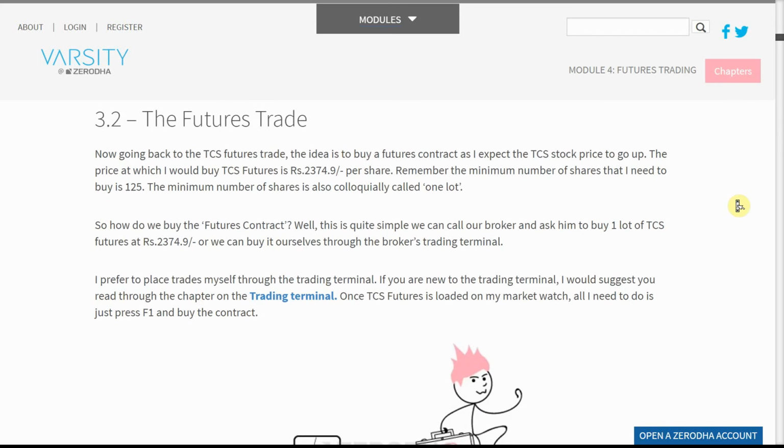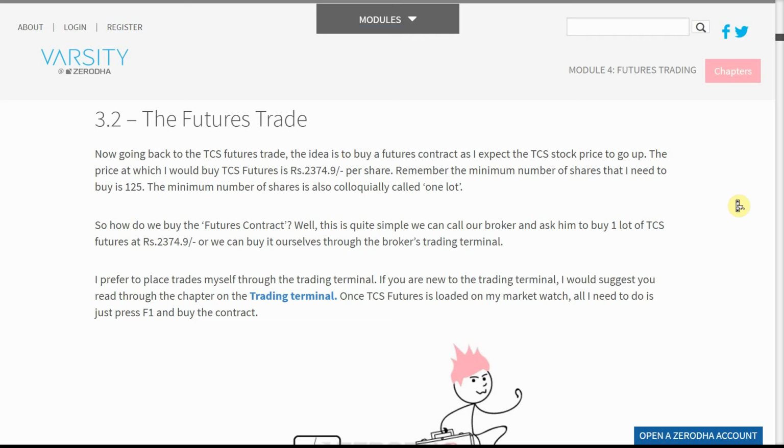3.2 The futures trade. Now going back to the TCS futures trade. The idea is to buy a futures contract as I expect the TCS stock price to go up. The price at which I would buy TCS futures is 2,374 rupees and 90 paise per share. Remember, the minimum number of shares that I need to buy is 125. The minimum number of shares is also colloquially called one lot.